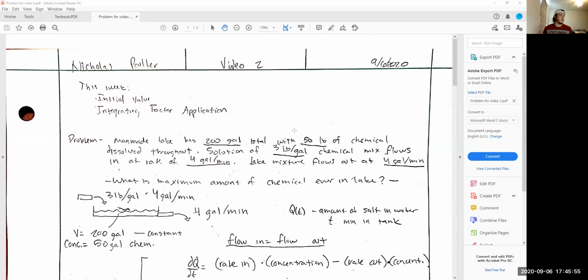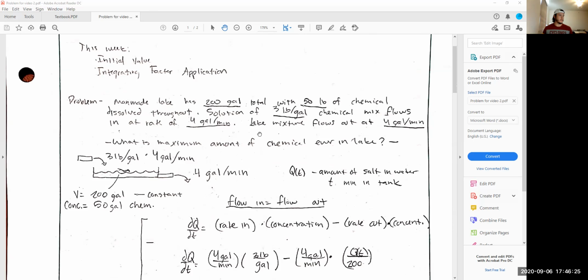The problem that we were given today involves a man-made lake with 200 gallons total volume at time zero, with 50 pounds of chemical dissolved throughout. The solution of 3 pounds per gallon of a chemical mix flows into the lake at a rate of 4 gallons per minute, and then a lake mixture flows out at 4 gallons a minute.